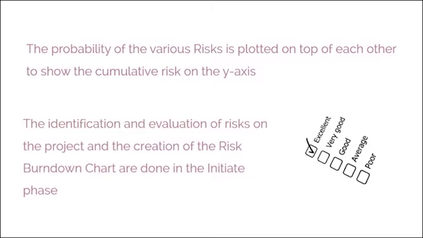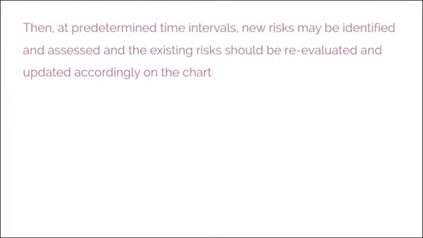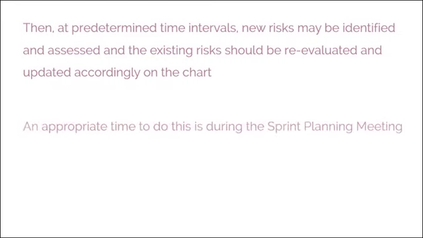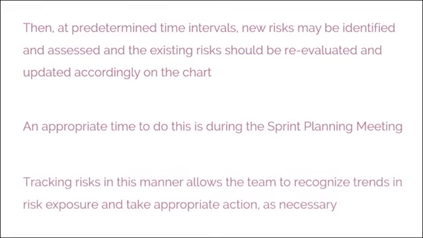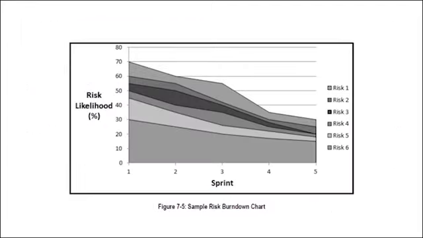The identification and evaluation of risks on the project and the creation of the risk burndown chart are done in the initiate phase. Then, at predetermined time intervals, new risks may be identified and assessed, and the existing risks should be reevaluated and updated accordingly on the chart. An appropriate time to do this is during the sprint planning meeting. Tracking risks in this manner allows the team to recognize trends in risk exposure and take appropriate action as necessary. Figure 7.5 shows a sample risk burndown chart.